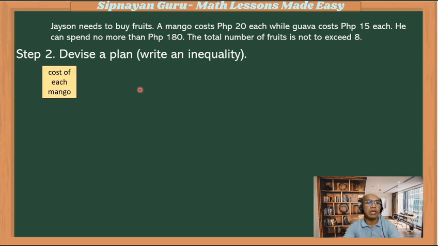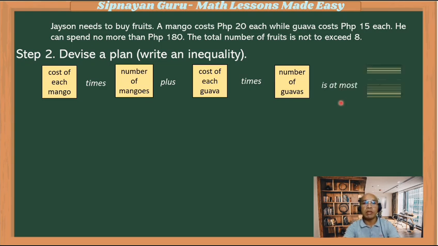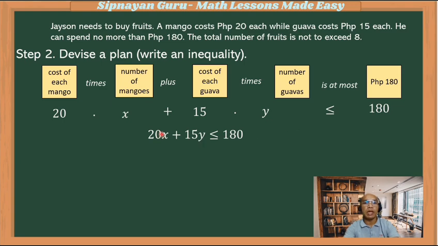Write an inequality. So the cost of each mango times the number of mangoes plus the cost of each guava times the number of guavas should not exceed, so it is at most 180 pesos. The cost of each mango is 20 times x, the number of mangoes, plus the cost of each guava is 15 times the number of guavas represented by y, less than or equal to 180. Simplify, our inequality is 20x plus 15y less than or equal to 180.